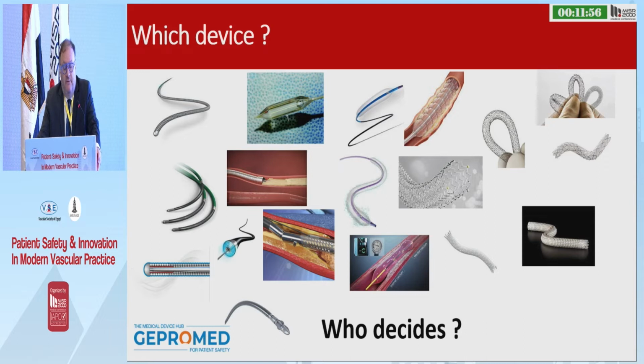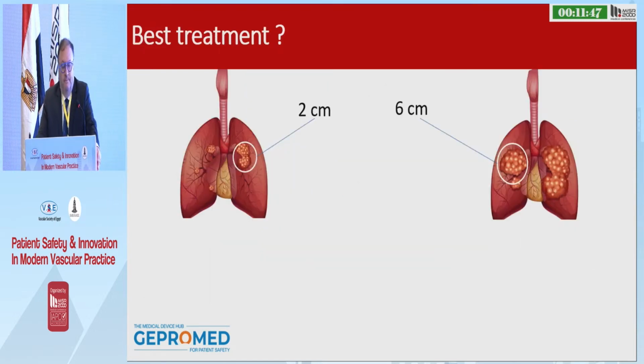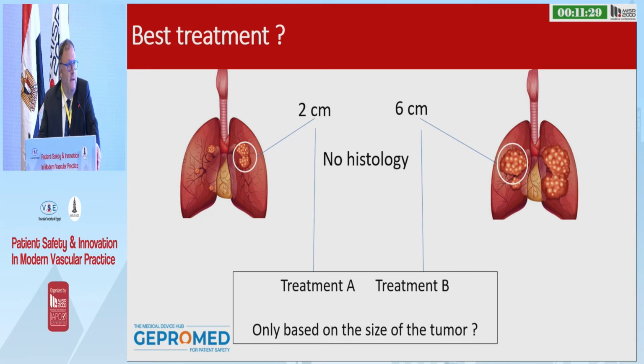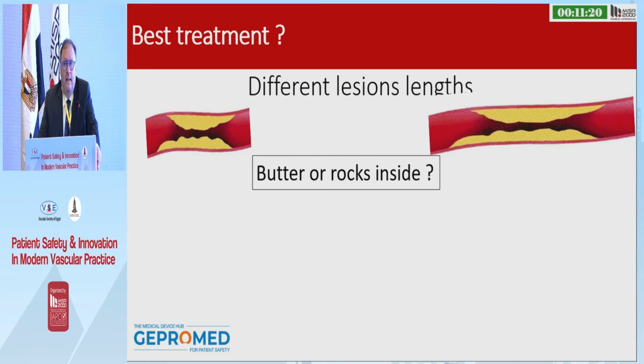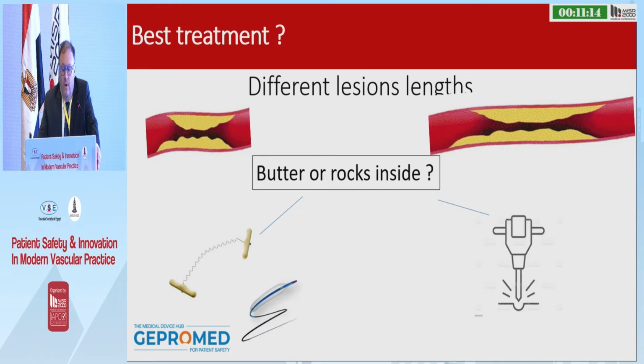Which devices do we have? We have a lot of devices proposed by the industry, but actually who decides to use one or the other one? I would like to make a parallel with other pathologies about the best treatment. If you have lung tumors and you have 2 centimeter diameter tumors and another 6 centimeter, you do not do any histology, and you decide to propose a treatment only depending on the size of the tumor. I think it could be dangerous. It's exactly what we do. We have the length.